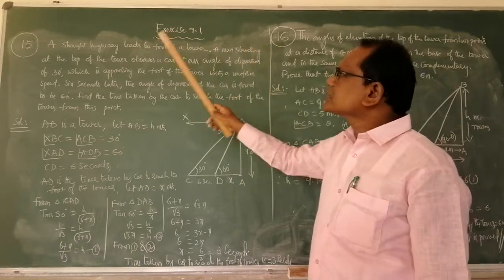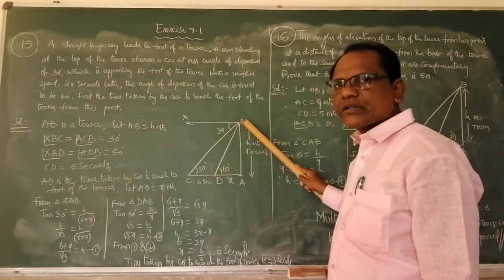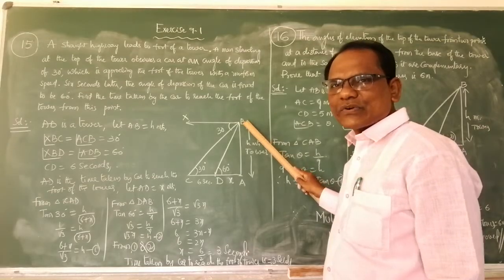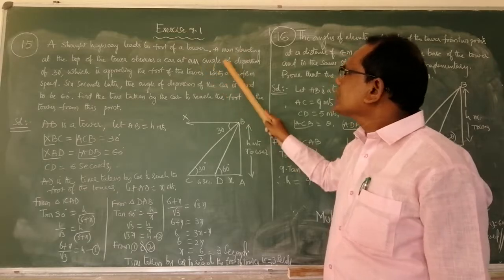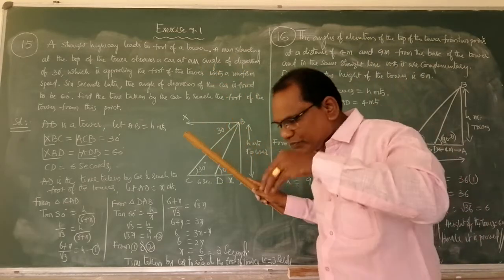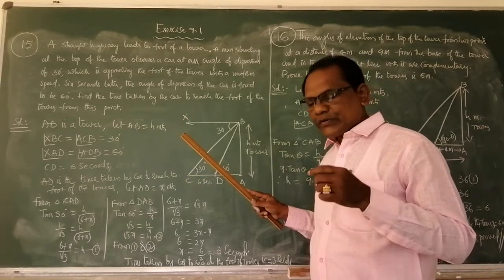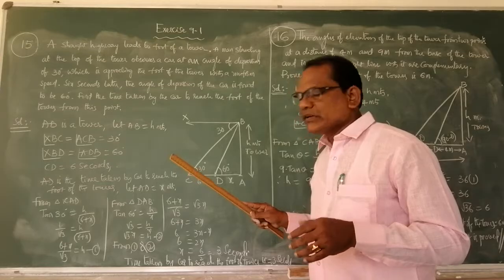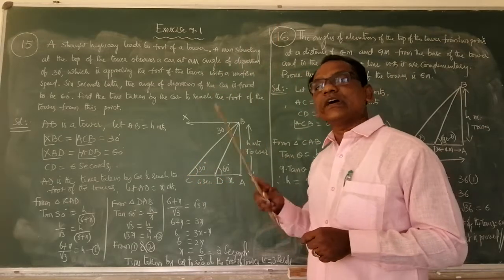A man standing at the top of the tower. Where is the man? The man is standing on the top of the tower. From there he is observing a car at an angle of depression of 30 degrees. Depression means from top to bottom. When we are looking down, that is the angle of depression. When we have to raise the head, that is the angle of elevation.